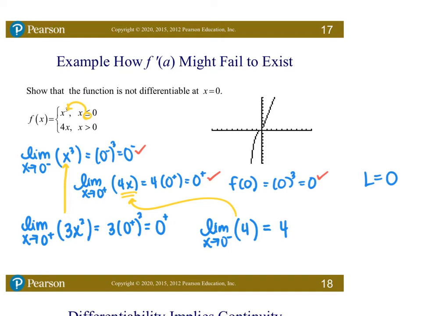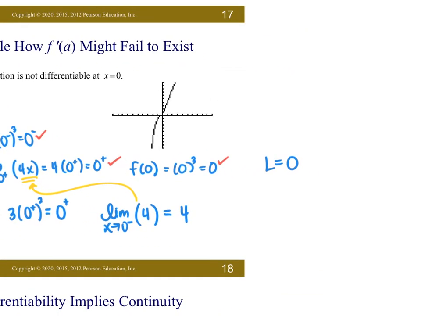Since that's a constant, the answer is 4. So since 0 plus and 4 are not equal to each other, since 0 is not equal to 4, then we have shown it is non-differentiable.